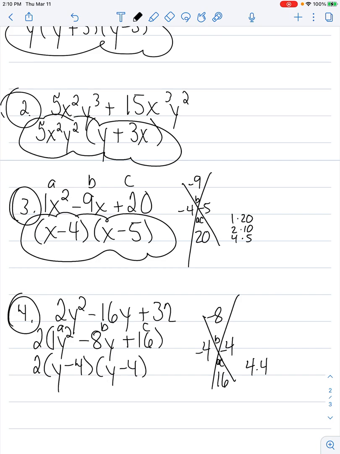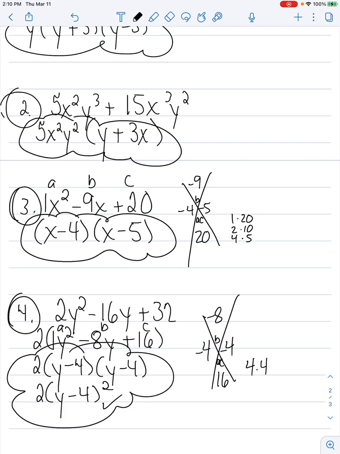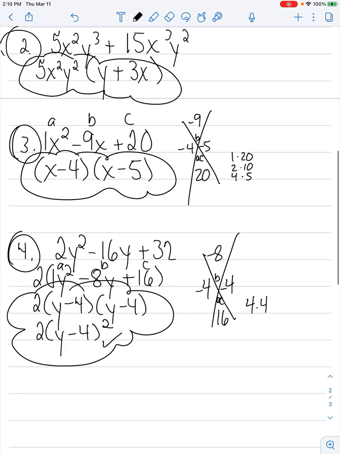And I do want to show you something. Because I have 2 y minus 4s, sometimes you'll see them written like this: 2 times y minus 4 squared. Both of these are equally correct. This one is most simplified though.